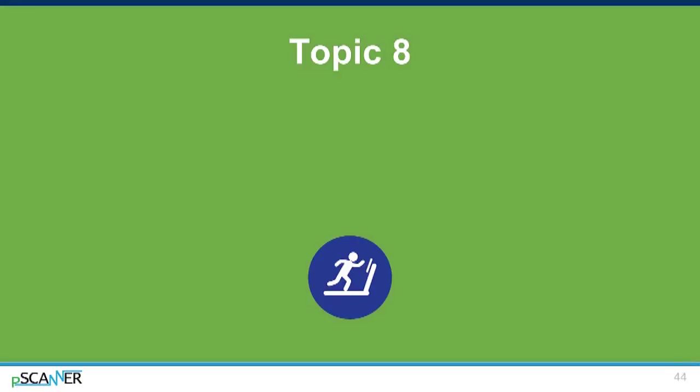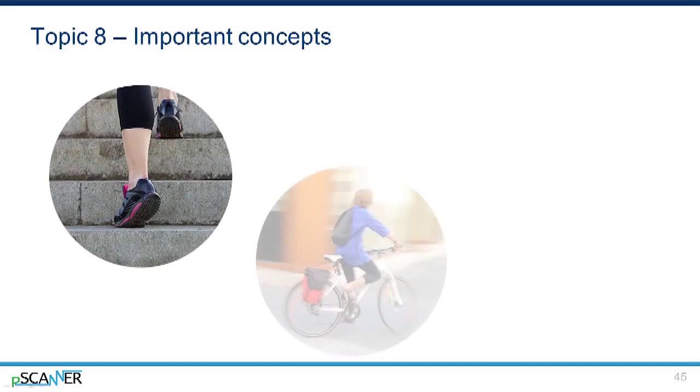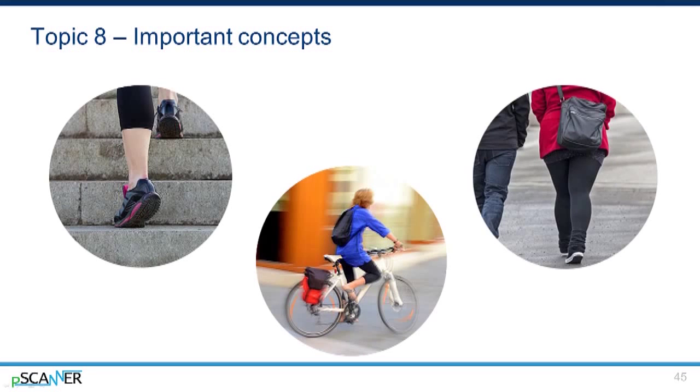Topic 8. Understand the barriers to and facilitators of adequate physical activity. Increased physical activity, some form of exercise, is one way to prevent and reduce obesity. Physical activity encompasses how active an individual is overall every day. This includes their general level of activity, such as standing or walking or other movement while going about their day. Examples are taking the stairs, walking or biking to do errands, moving while doing chores or work.